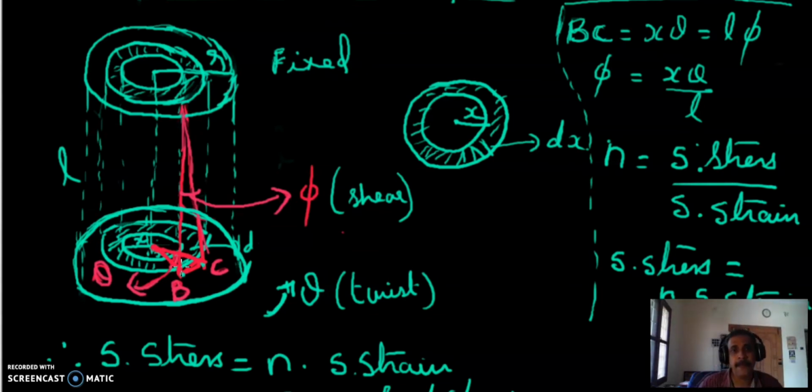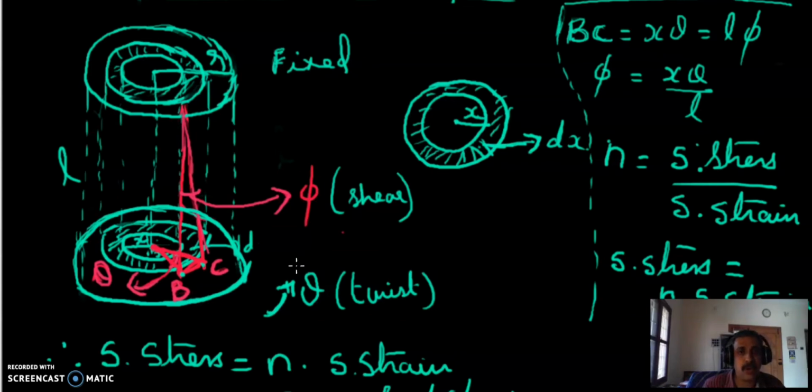Now we consider this cylinder to be made up of a number of coaxial cylinders like this. I have drawn an inner cylinder. We take small hollow cylinders and make up the bigger cylindrical wire. I take one such cylinder of radius x and thickness dx, as shown here.